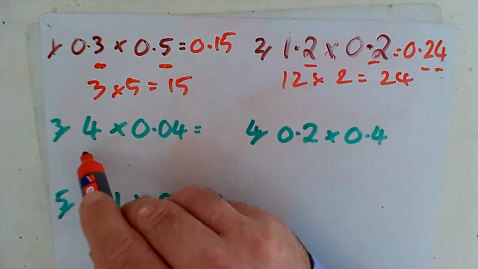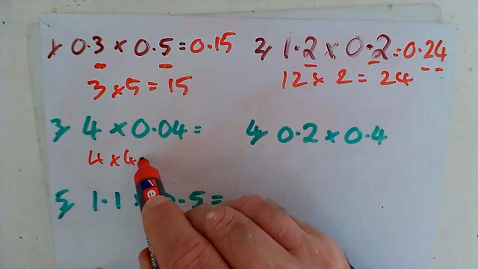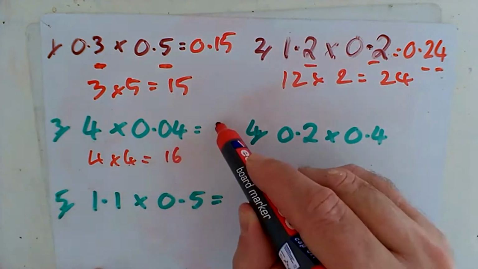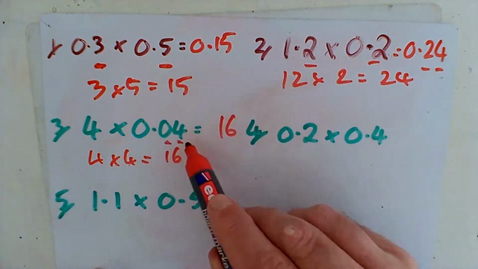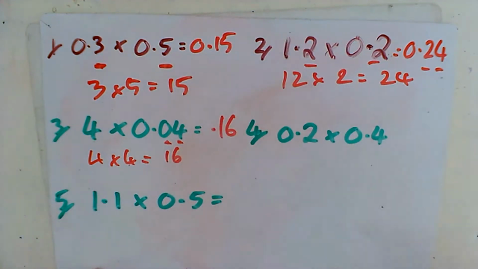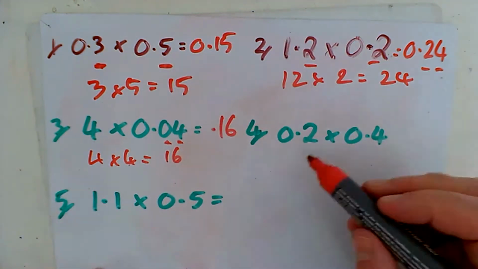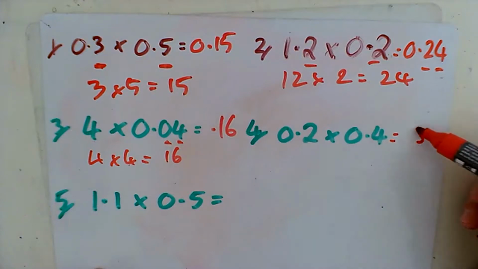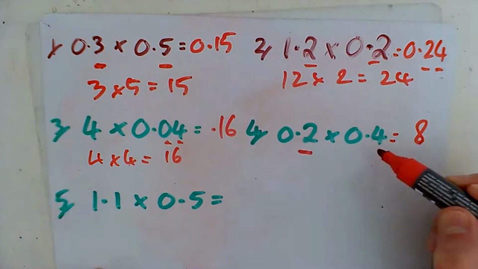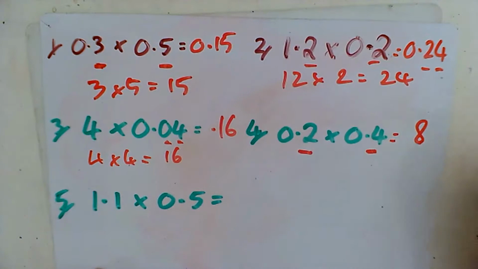4 times 0.04, so that's 4 times 4 is 16. So I've got 16 here, 2 numbers after the decimal point in total, so I need 2 numbers there. 2 times 4 is 8. So this is the trickier one, isn't it? 8, but I've got 2 numbers after the decimal point of the question, so I need to put 2 numbers after the decimal point of the answer.